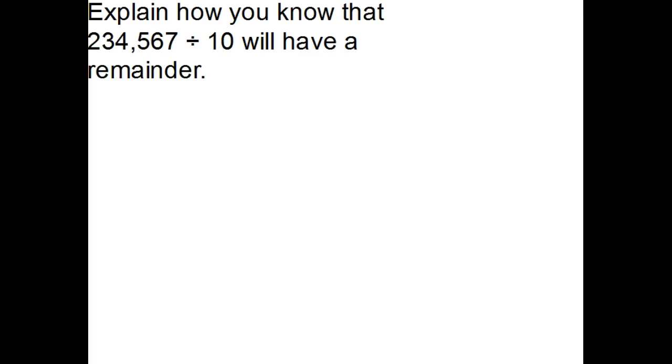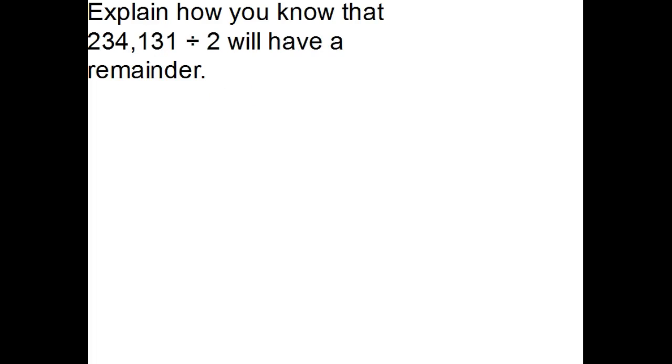Explain how you know that 234,567 divided by 10 will have a remainder. Well, here's how I know it will have a remainder. Because when I count by 10s, 10, 20, 30, 40, 50, 60, 70, 80, 90, the ones place always has a 0. So I know right now this is going to have a remainder of 7 no matter what happens.